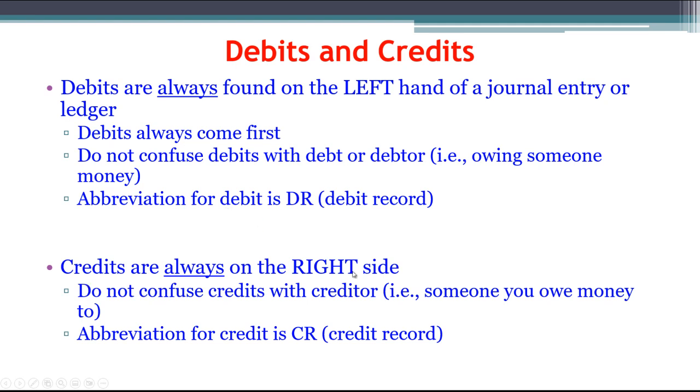Credits are always on the right-hand side, and again, don't confuse credits with creditor, somebody you owe money to. CR is the abbreviation for credit, and that stands for credit record.